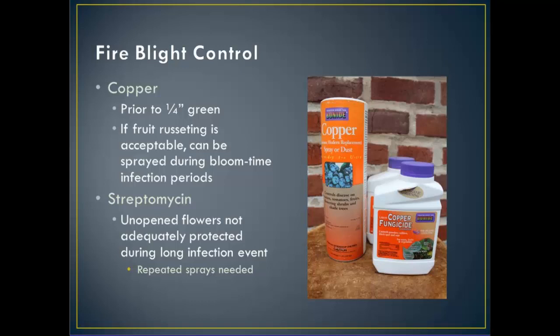So some of the timing on that for copper would be prior to quarter inch green. This is something, as I already mentioned, that can be phytotoxic to the plant. So I have a note here that if you continue past that point, you will have russeting on your fruit. So if russeting is acceptable to you, then you can continue on with fixed copper or Bordeaux on the trees. And I've already mentioned the strep comment, so we'll go ahead at this point.